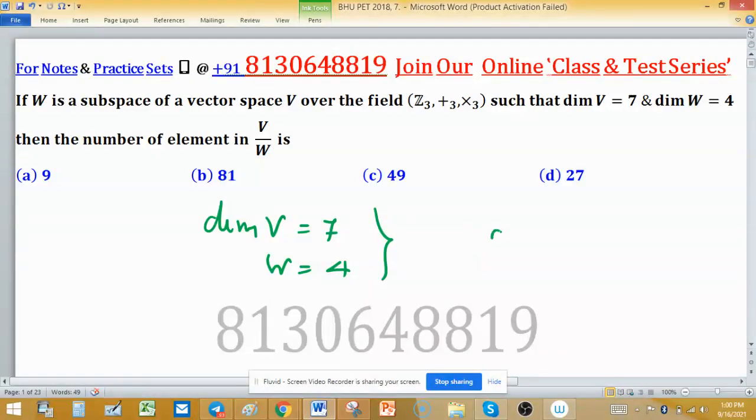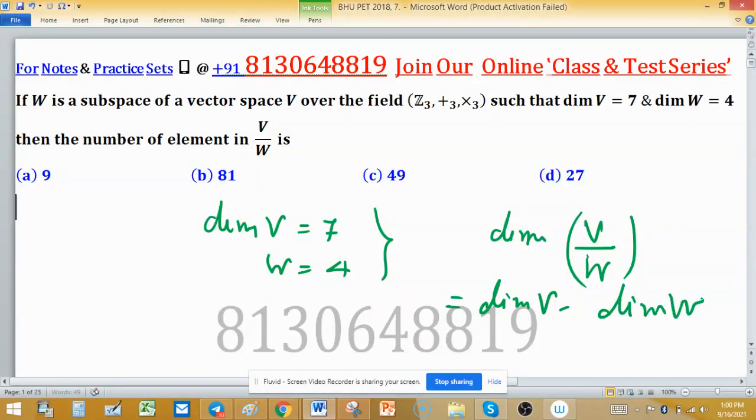As I want to find dimension of V over W, meaning dimension of quotient space V over W, this is equal to dimension of V minus dimension of W. This is the theorem, and this theorem is only true for finite dimensional space. So if V or W or any one of them is infinite dimensional space, then we cannot apply this concept. So dimension of V is 7 and dimension of W is 4, so we obtain 3 as the dimension of this quotient space.